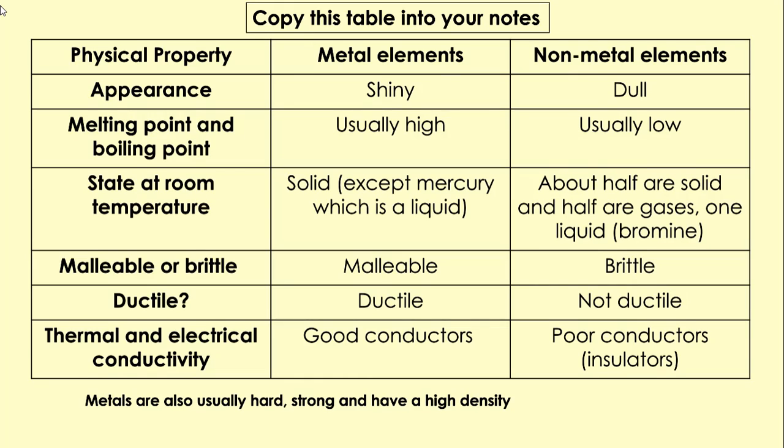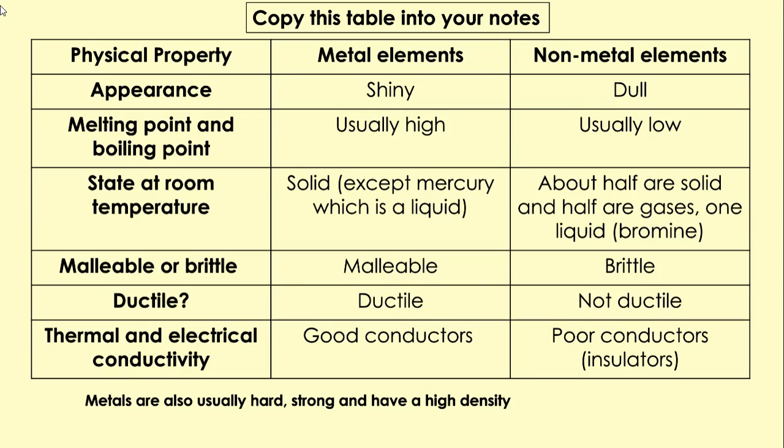So for metals, all of the metal elements apart from mercury are solid at room temperature, and that's because they've got high melting and boiling points. Gallium's got a reasonably low melting point as well. It's solid at room temperature, but if you put it in the palm of your hand, it's low enough that your body heat would melt it. So there are exceptions to the high melting and boiling point, which is why it says usually high, not just high. For non-metals, about half of them are solid and about half of them are gases. There is one liquid, which is bromine, but it's pretty much evenly split between the solids and the gases.